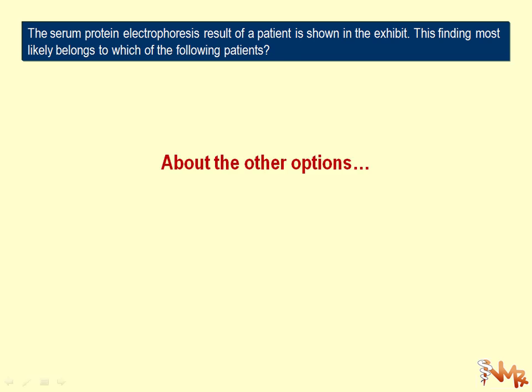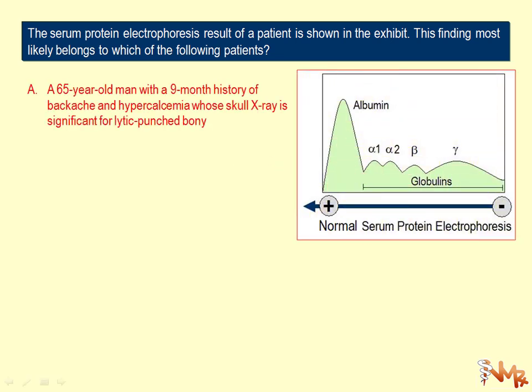I'm sure that you are interested to know a little about the alternative options, who those patients are, and what type of characteristic serum electrophoresis findings you see in them. For the first option, option A, a 65-year-old man with a 9-month history of backache and hypercalcemia, whose skull X-ray is significant for lytic punched bony lesions.